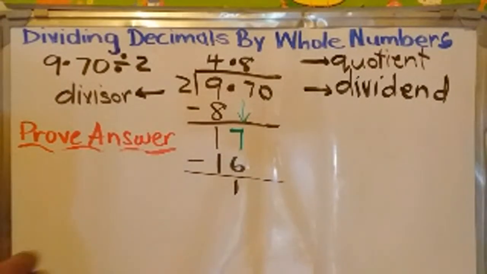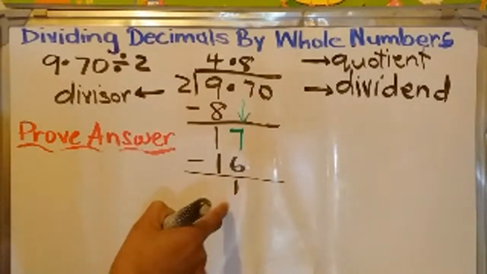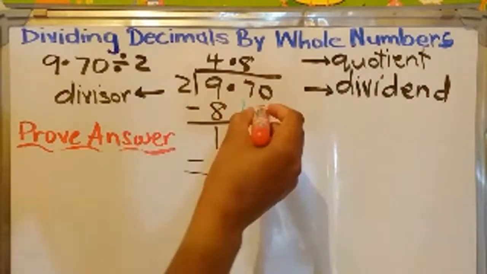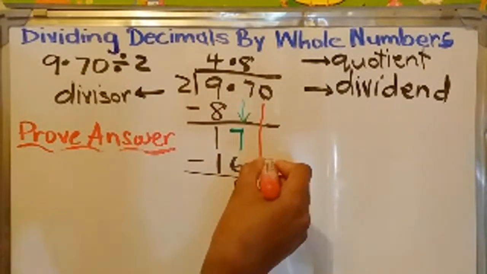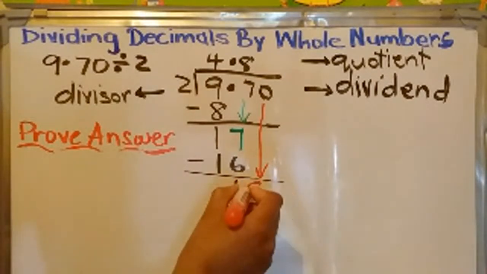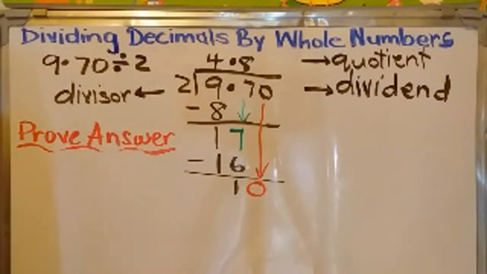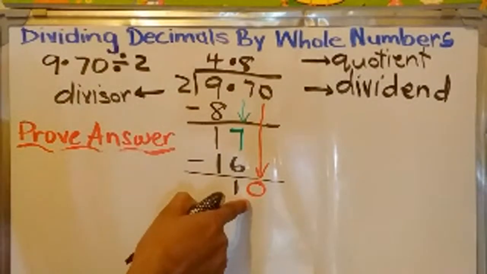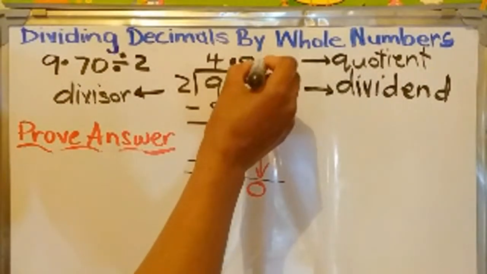All right? Can I get a group of 2 from 1? No, you can't. So I'm going to bring down the next digit that is in line. And of course, that is the 0, which is in the 100th place. All right, so now it becomes 10. So how many groups of 2's can I get from this 10? Of course, I can get 5 groups of 2's.